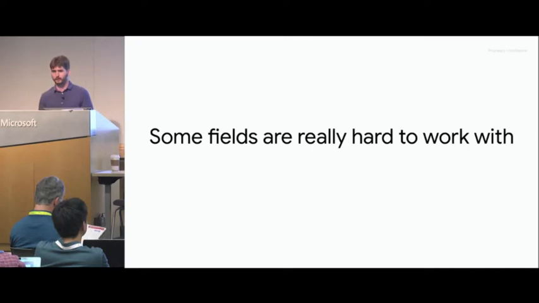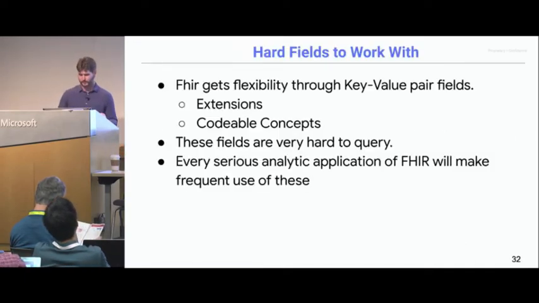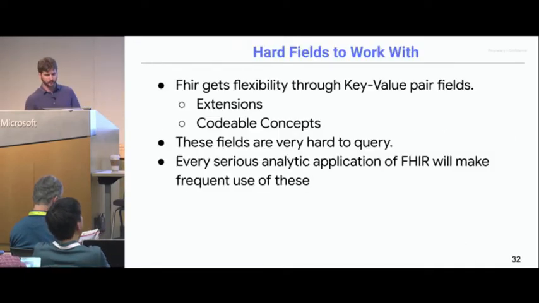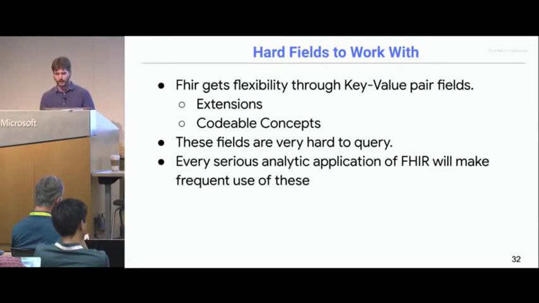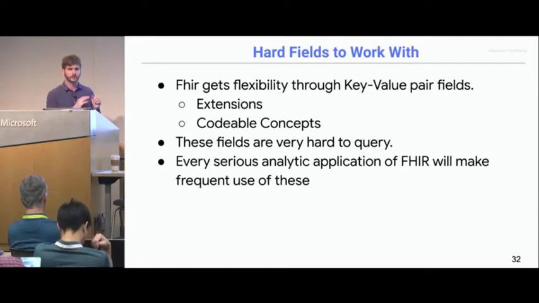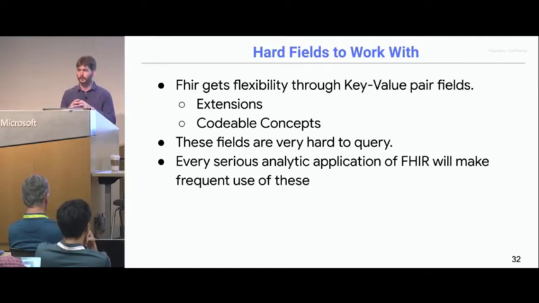But some fields are really hard to work with. So let's talk about a couple of examples of that. FHIR gets a lot of its flexibility through key value pair fields. These are things like extensions and CodeableConcepts, the two big ones we're going to talk about. And these fields are very hard to query because instead of being well-structured data, they're key value pairs. And I want to stress that every serious analytical application of FHIR is going to be using these a lot. So it's not like this is a corner case. This is going to be a core part of how we interact with FHIR data.